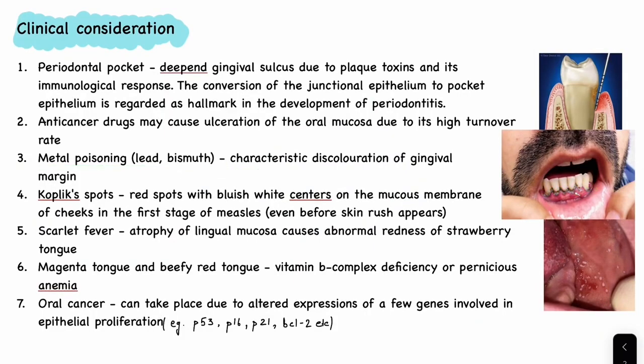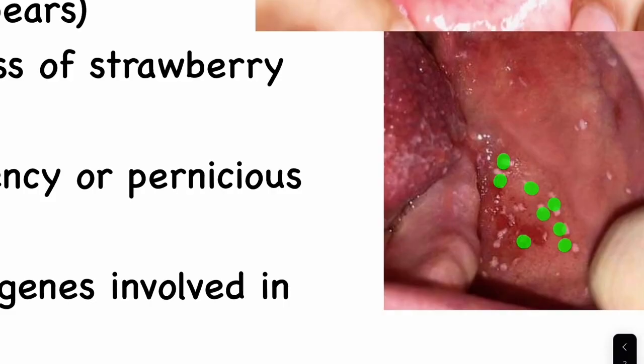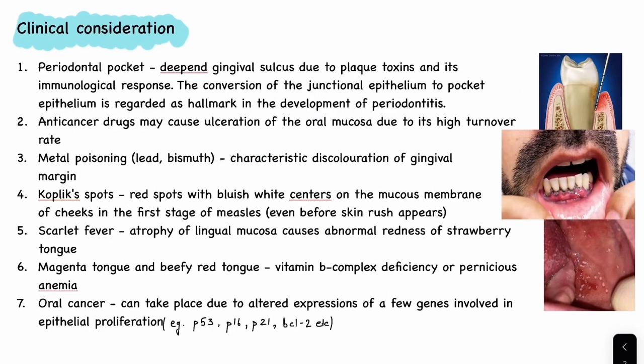Then there is something called Koplik spots. These are whitish spots on the side of your cheeks. No, sorry, bluish spots with whitish centers, and they appear in the first stage of measles. They are visible even before the skin rash appears. These spots are very important for the diagnosis of measles because they are one of the first signs that appear in case of measles.